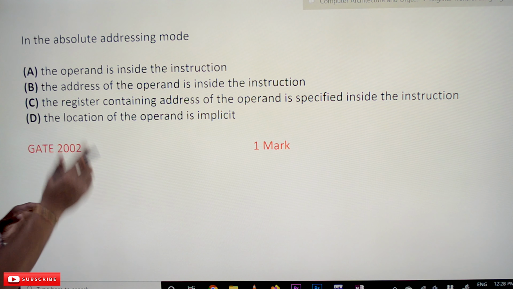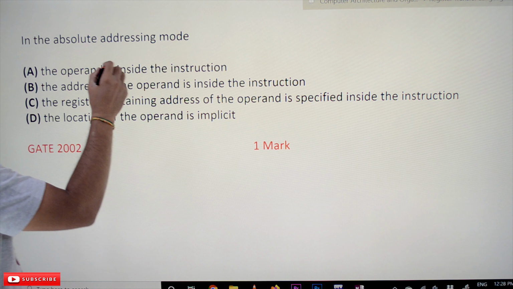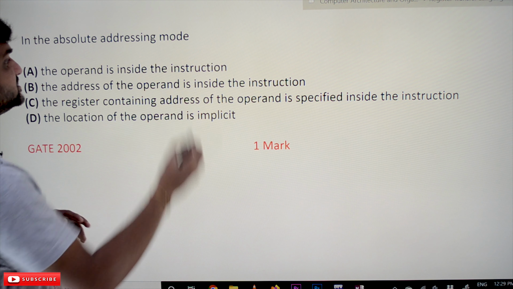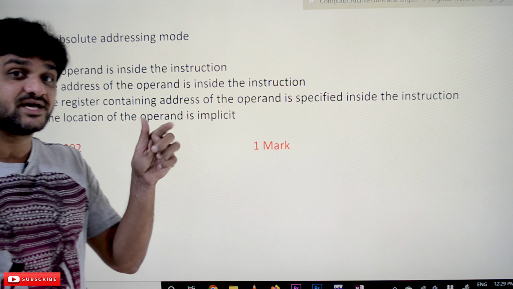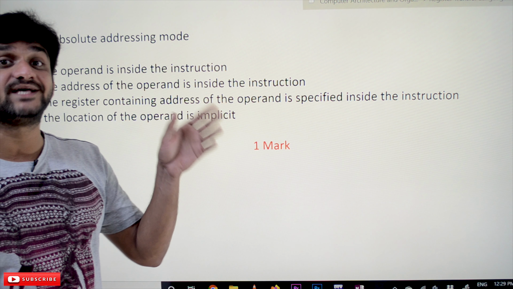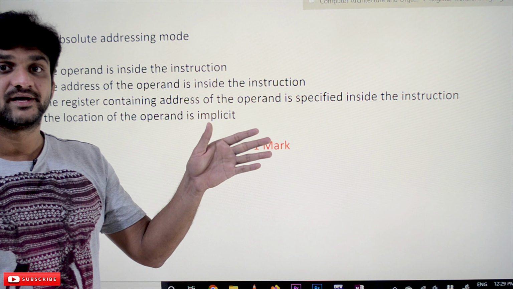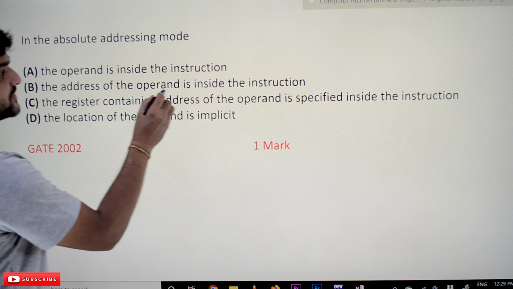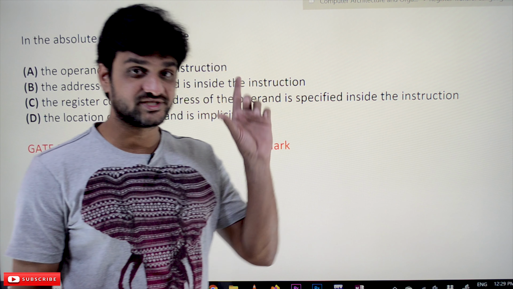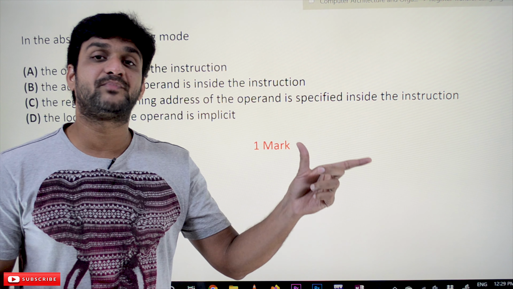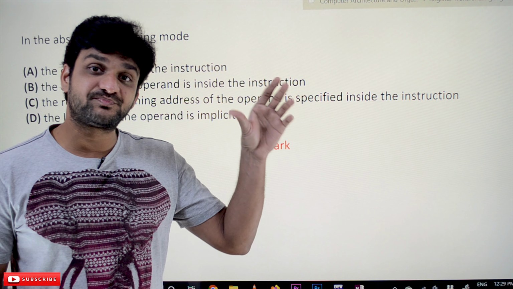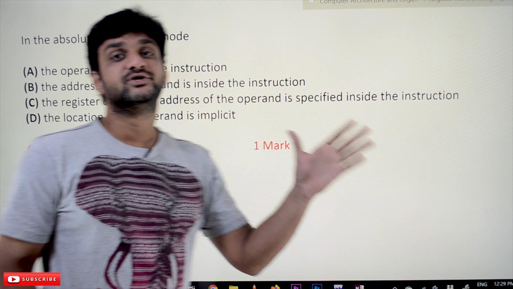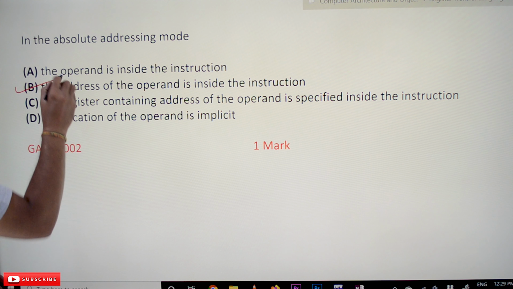Let's try to understand what absolute address mode means within these options. The first option is the operand is inside the instruction. If the operand is inside the instruction, we call it immediate address mode, so this is not absolute addressing mode. The next option is the address of the operand is inside the instruction. This is the right option. If the address of the operand is present within the instruction, that is what we call absolute addressing mode. So the right option is B.